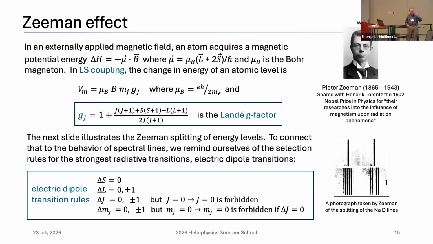This is all by way of introduction. By the way, this is one of Zeeman's pictures where the two sodium D lines, which are at about 580 nanometers in the laboratory, were split. So there's a Nobel Prize.